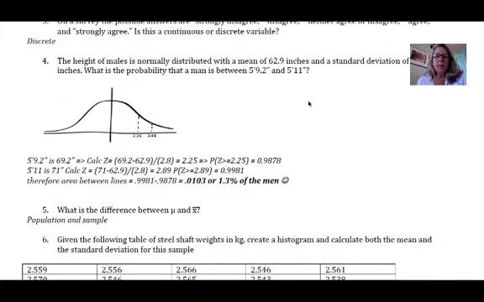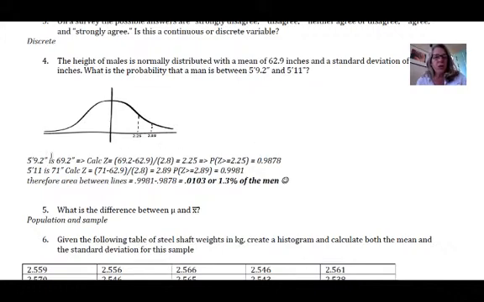On this one, I'm asking you to think about the height between these two: what proportion of men, what's the probability of a man, what percentage of men, that's all the same way of asking it, fall between 5'9" and 5'11". That's the question.